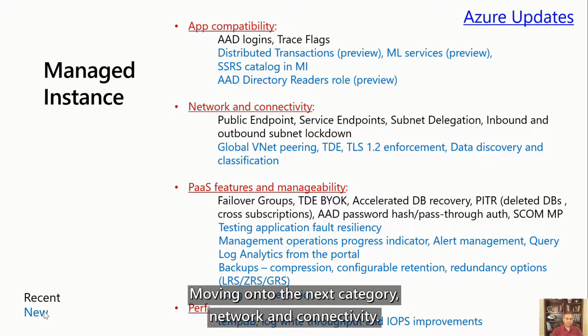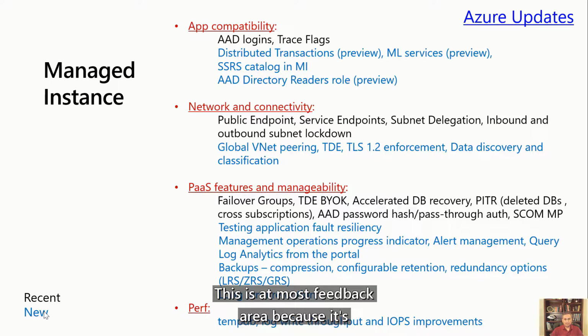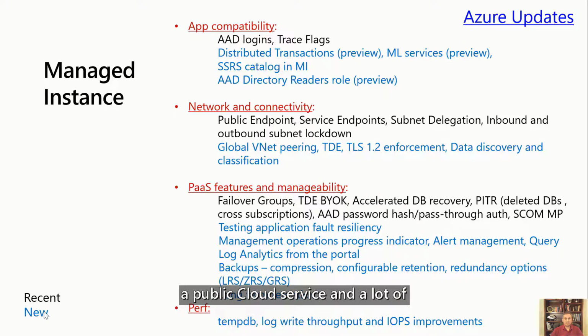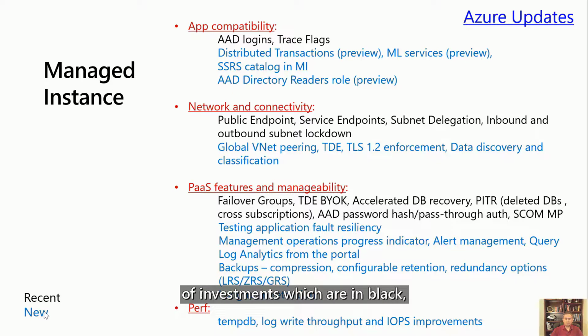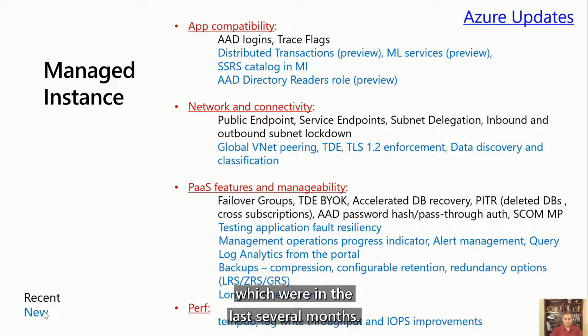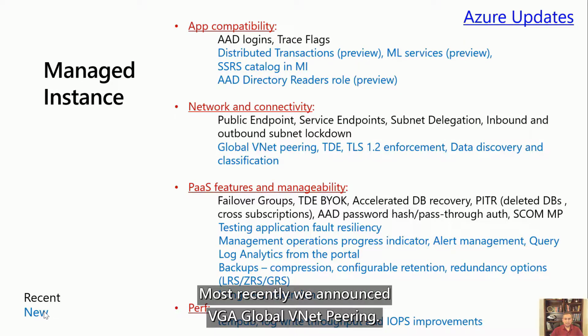Moving on to the next category, network and connectivity. This is an area of utmost feedback because it's a public cloud service and a lot of customers have security and compliance requirements. We continue to invest here, and you can see a ton of investments in black, which were made in the last several months. And most recently, we GA'd global VNet peering.